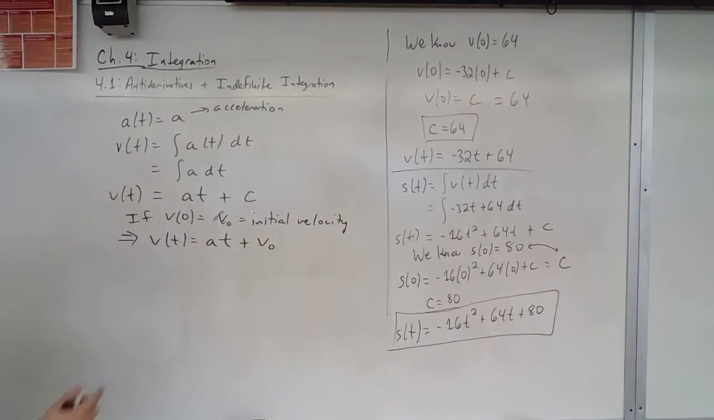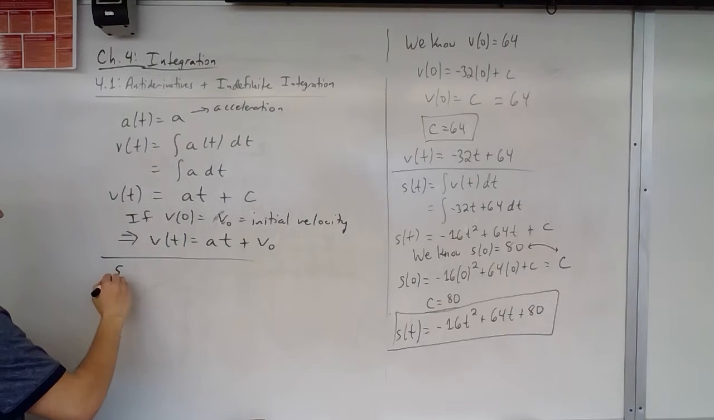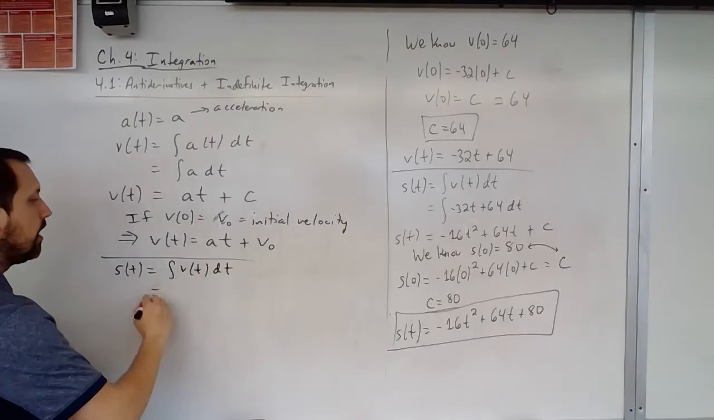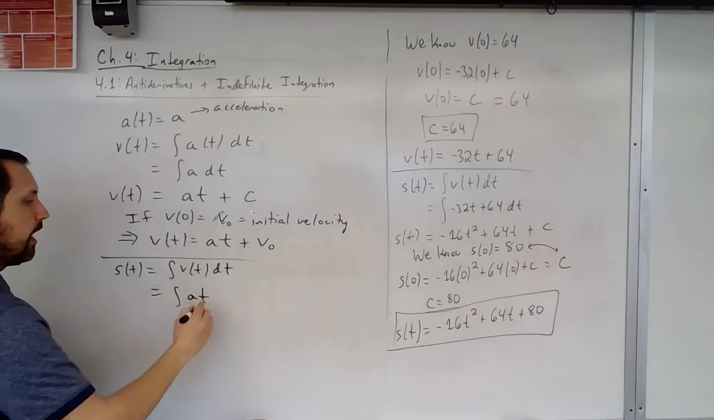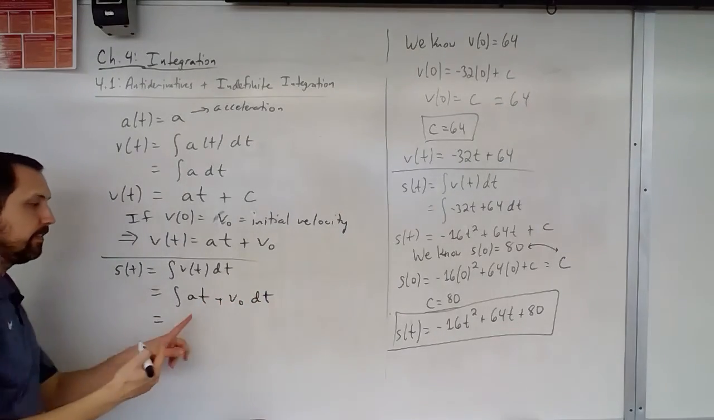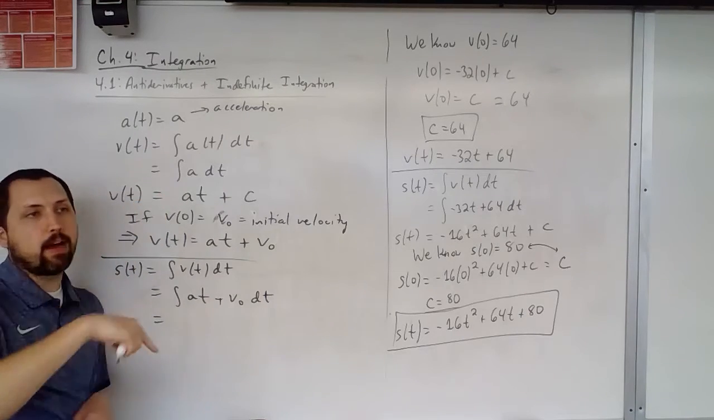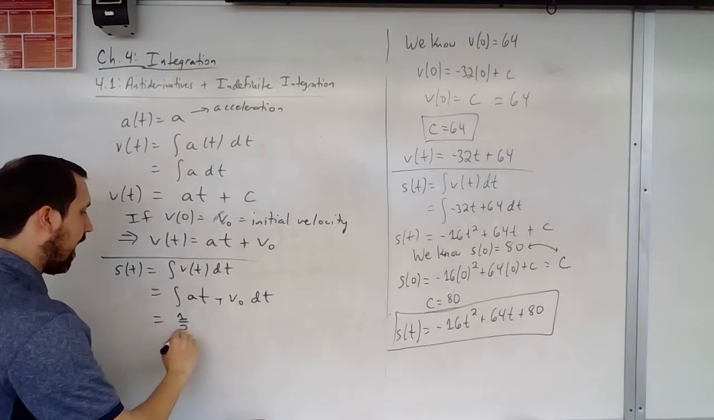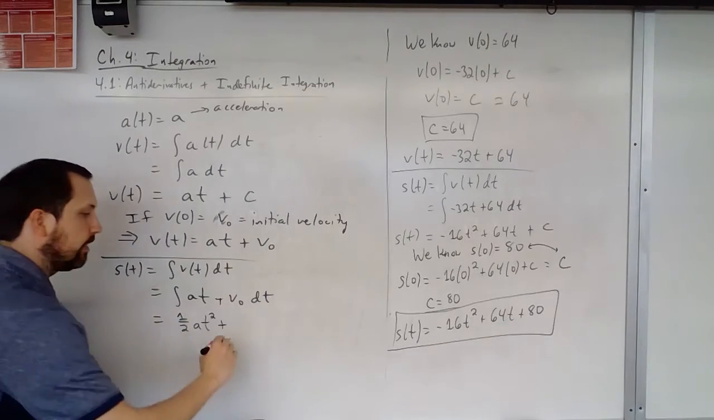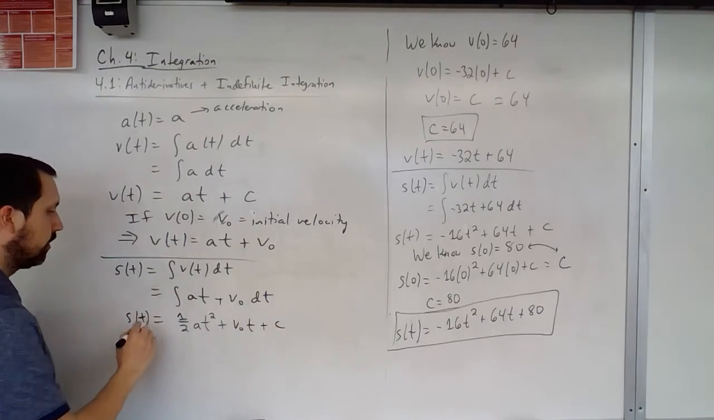We can go one step further, just like we did before. We can now take the integral of this. So my position function is going to be the integral of my velocity function. The integral of this will be at plus v sub 0 dt. And I get t again is my variable. A is just a constant. I add 1 to the power of t, divide by that. I'm going to get a 1/2 at squared. I multiply this now by t, so I have v sub 0 t plus some type of constant.